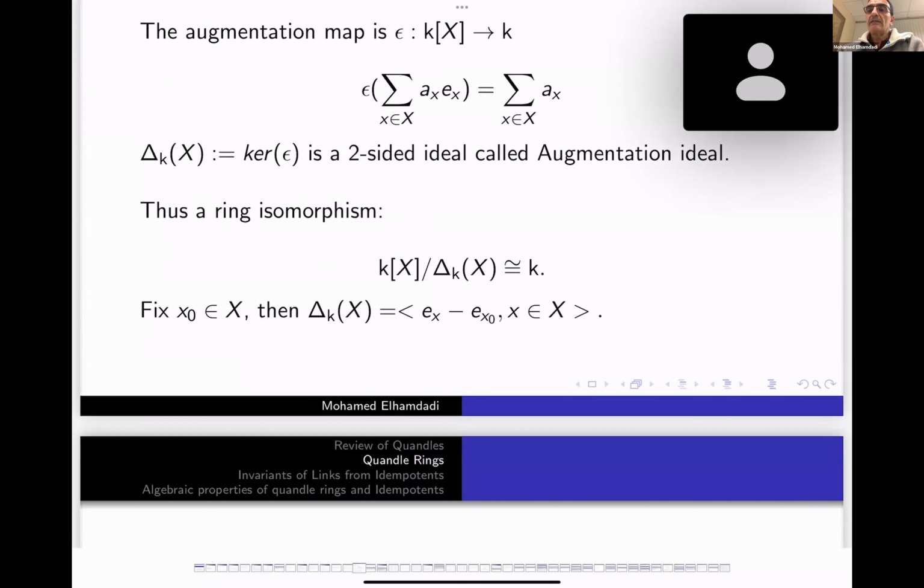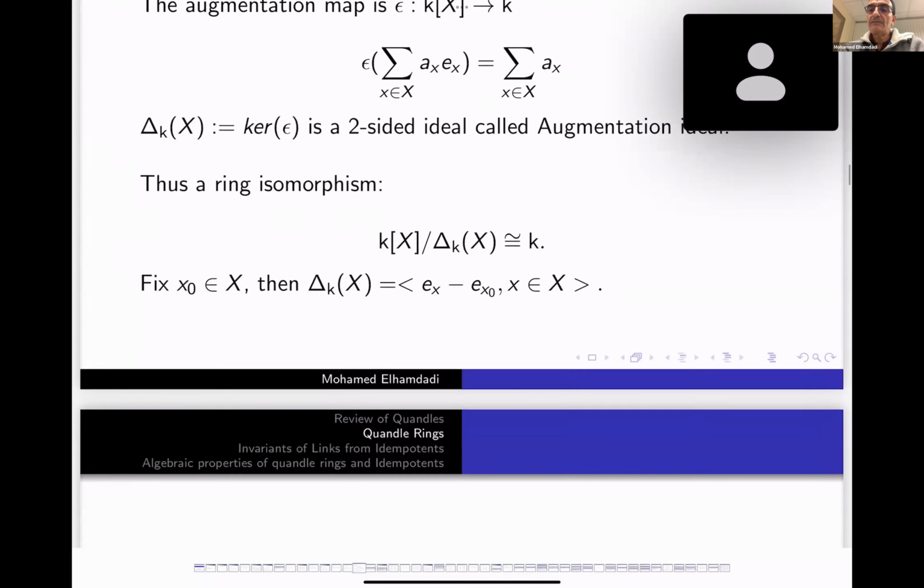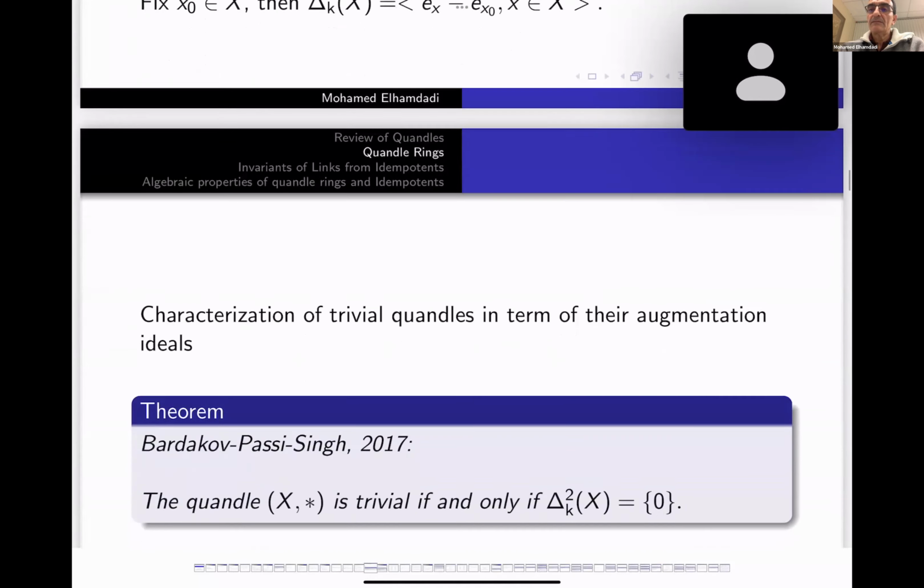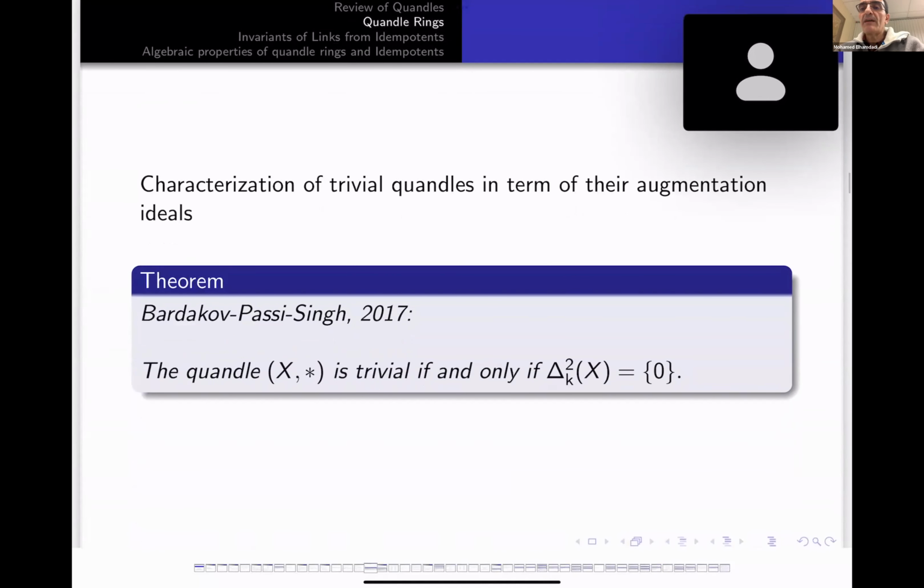You can write the basis element for the ideal. You just fix an element x_0 in X and you consider e_x minus e_{x_0}. If X has cardinality n, the ideal will have dimension n minus 1. Bardakov, Passi, and Singh characterize trivial quandles in terms of their augmentation ideal. They prove that the quandle X is trivial if and only if the square of the ideal is 0.